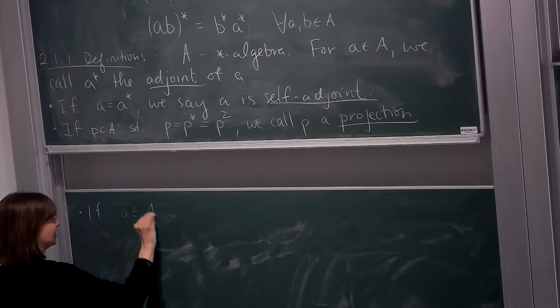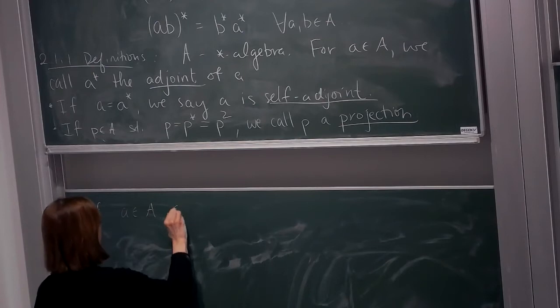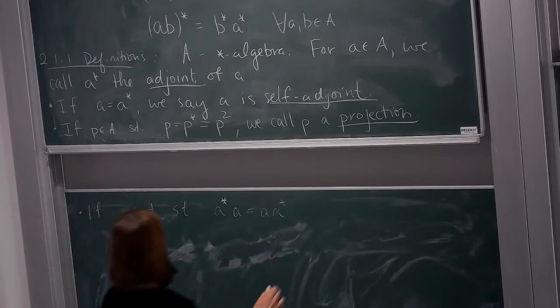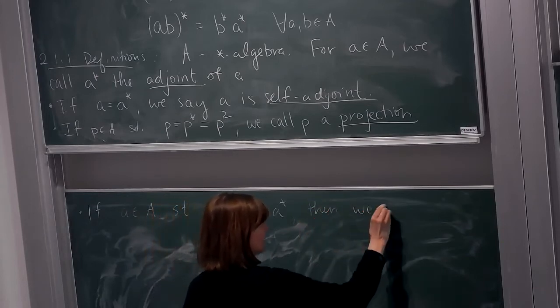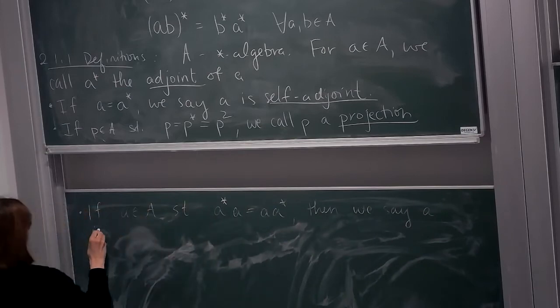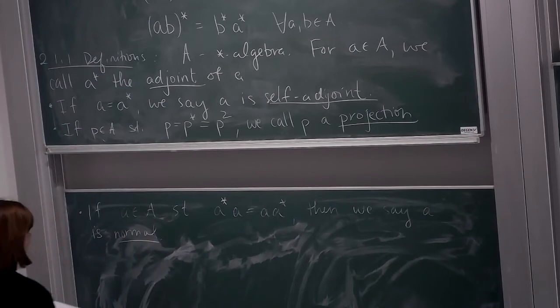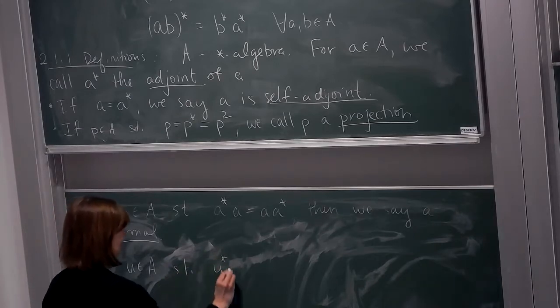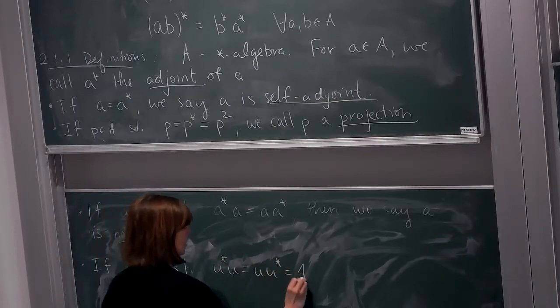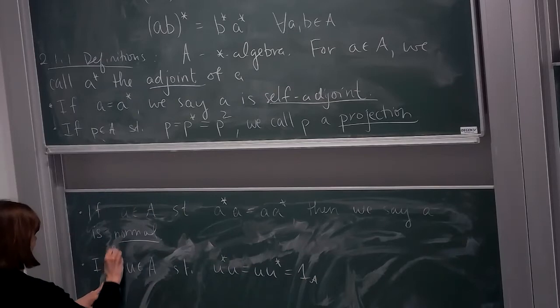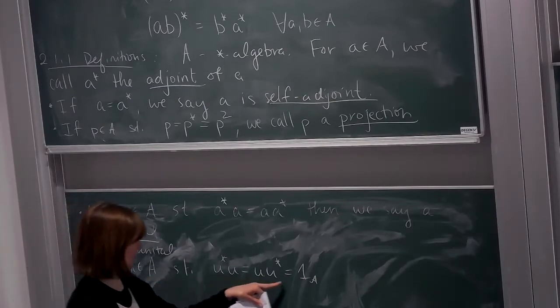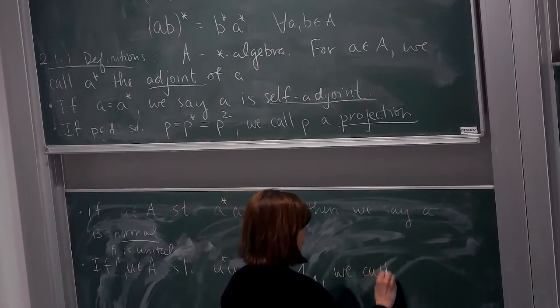If we have an element a in A that commutes with its adjoint, then we say that a is normal. And if U is normal, and also its adjoint happens to be its inverse, so this is assuming A is unital, that is, U star U equals U U star equals 1_A, then we call U unitary.